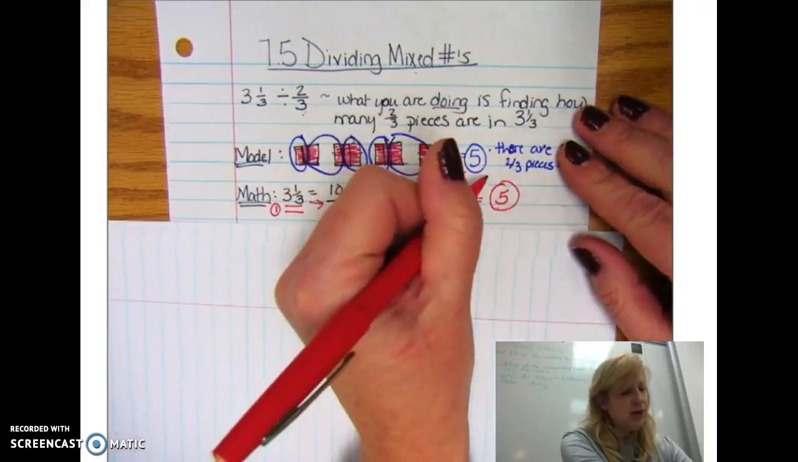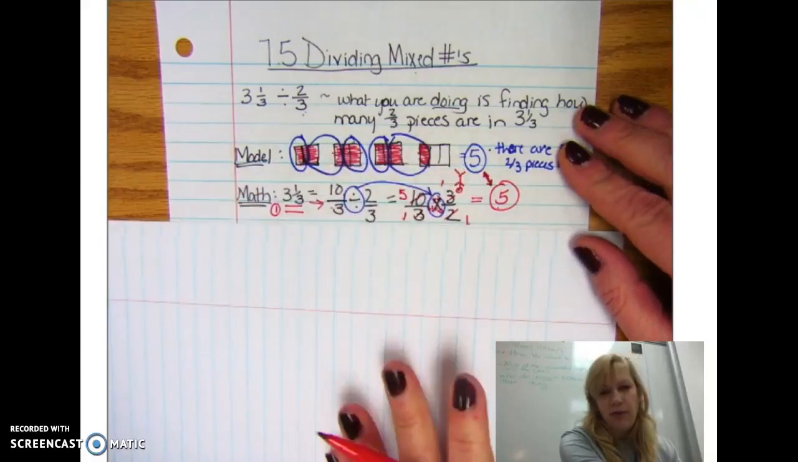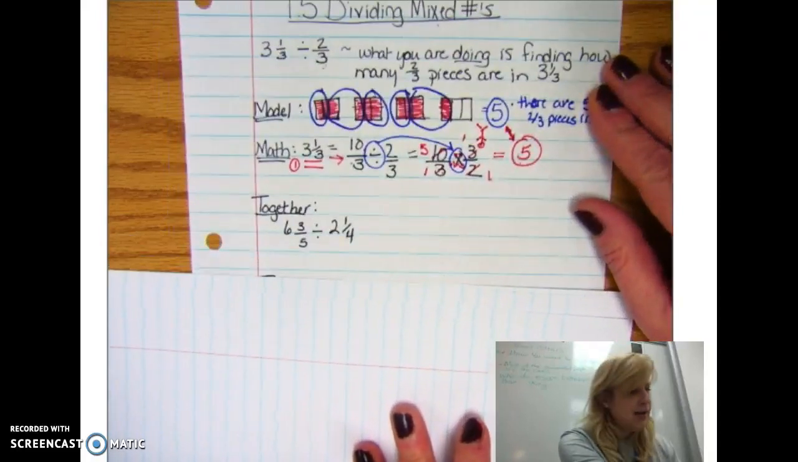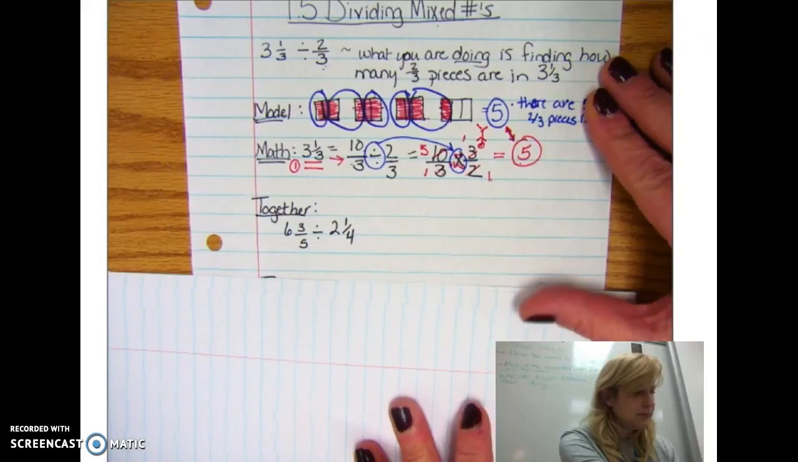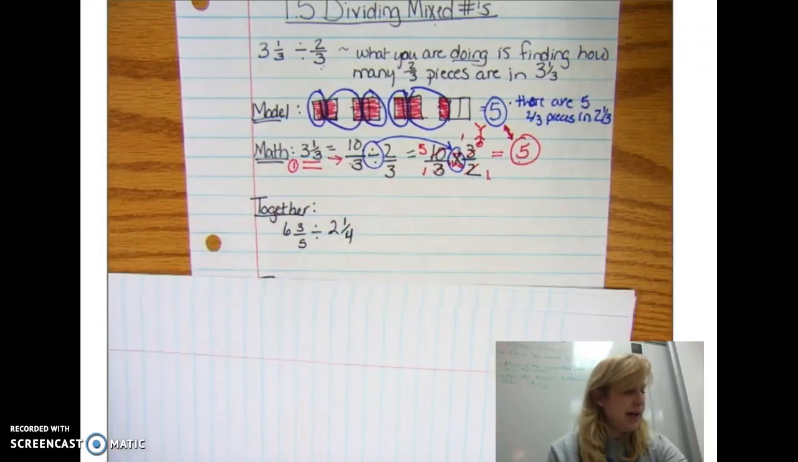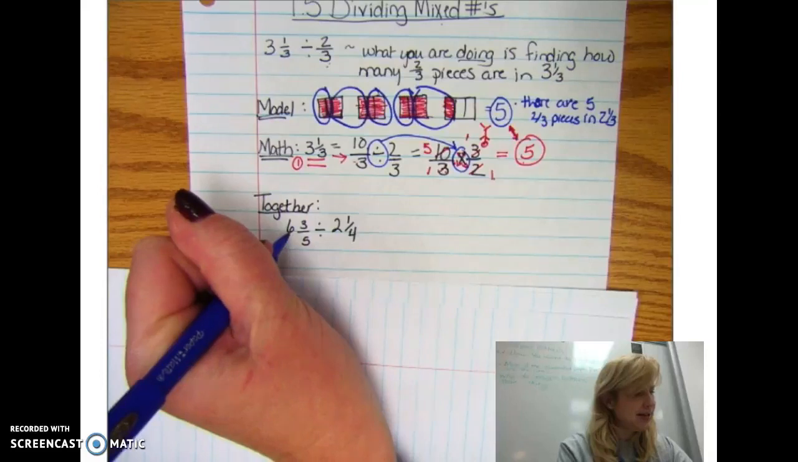So I wanted to show that there is a connection between what we are doing with a model and what we are doing with the actual math. So let's try this one together. We have 6 3/5 divided by 2 1/4. The first thing we need to do is convert both of these to improper fractions.